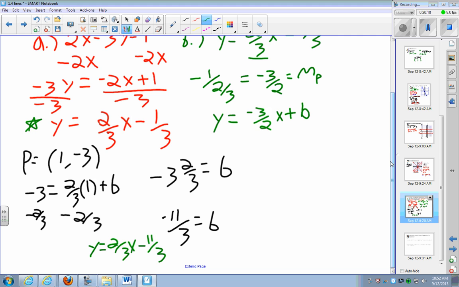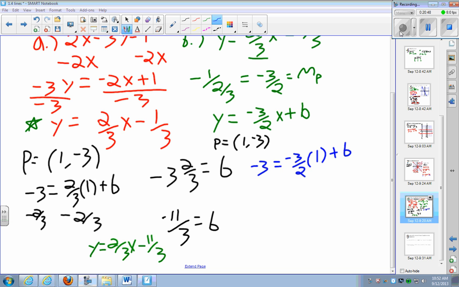Okay, now the only thing we have left to do is solve for b. Remember that our point P is equal to (1, negative 3). So let's go ahead and put in all of our x and y values. So when we do that, we'll have negative 3 is equal to negative 3/2 times our x, which is 1, plus b. All right, so now let's go ahead and add 3/2.